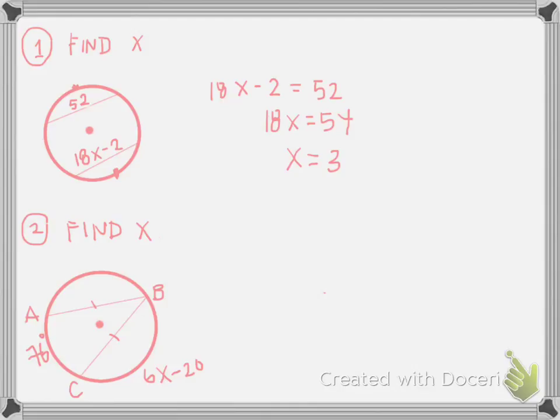Okay, so let's do the second one here. Find x. Here I know that my chords are going to be congruent, so that means these arcs here would be congruent, right? Well, I know that this is 76 over here, and this side over here would be what, 284? Because remember, all the arc measures have to add together to be 360.